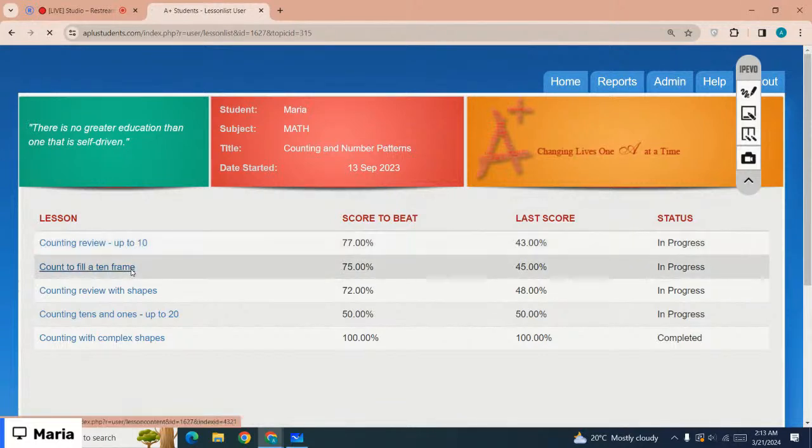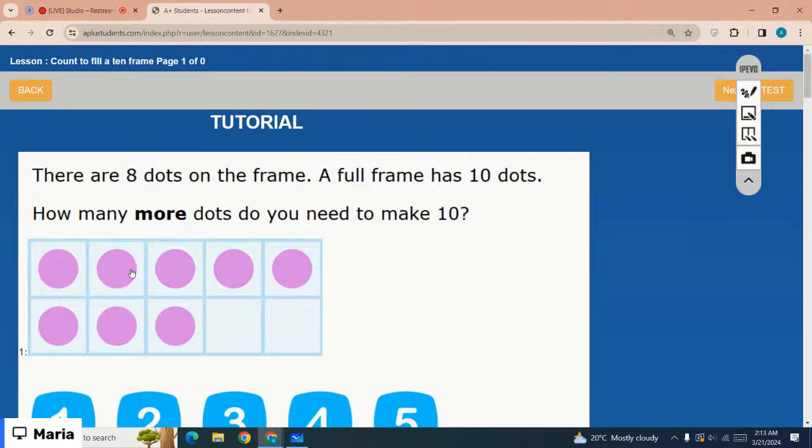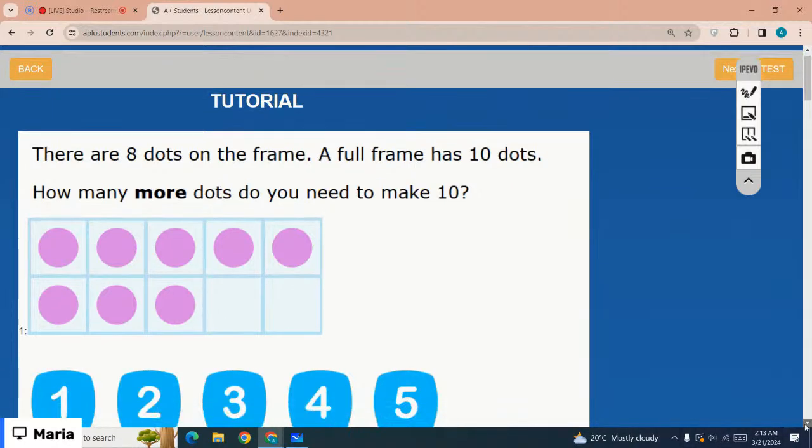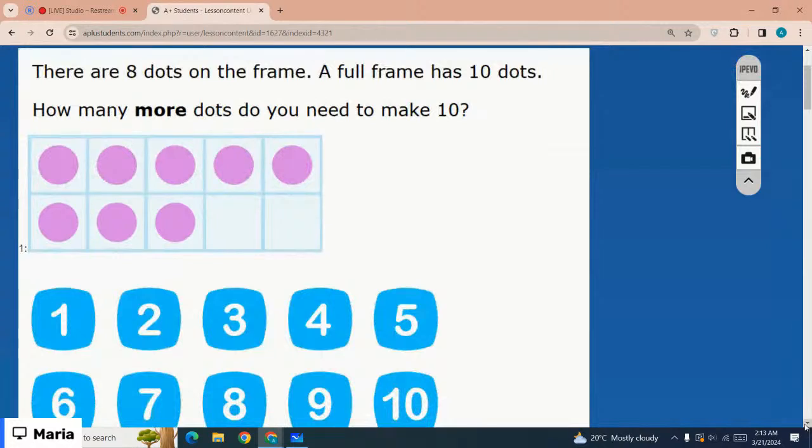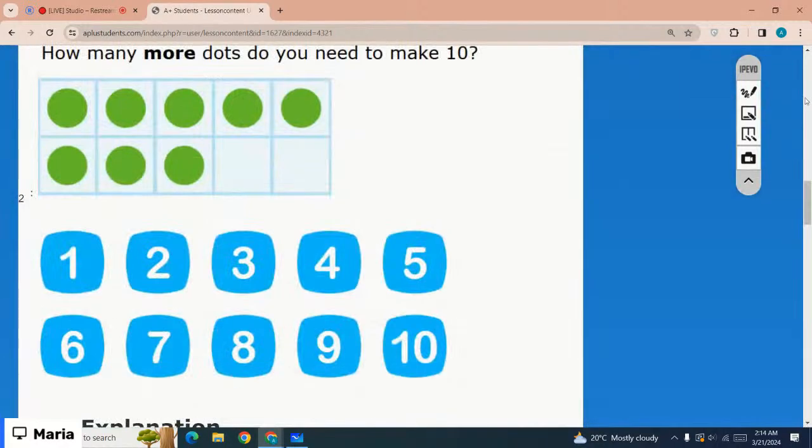The next one is count to fill our 10 frame. There are 8 dots on the frame. A full frame has 10 dots. How many more dots do you need to make 10? So basically this complete frame has 10 dots, right? You are given 8 of 10. You need to see how many more. So you just have to count the empty spaces, right? This is 1 and this is 2. That means you need 2 more dots to make them 10, right? The correct option is 2.